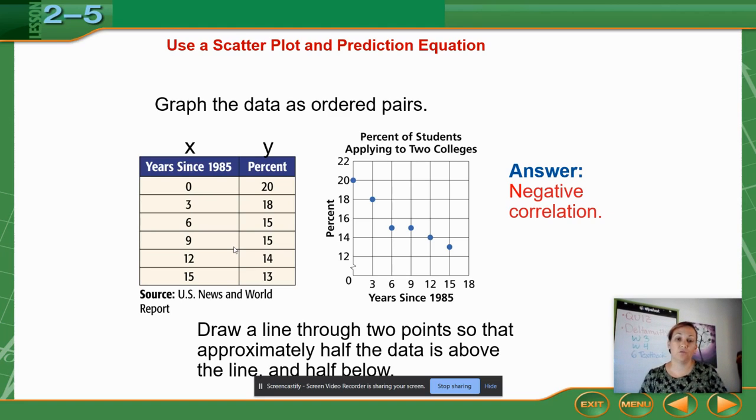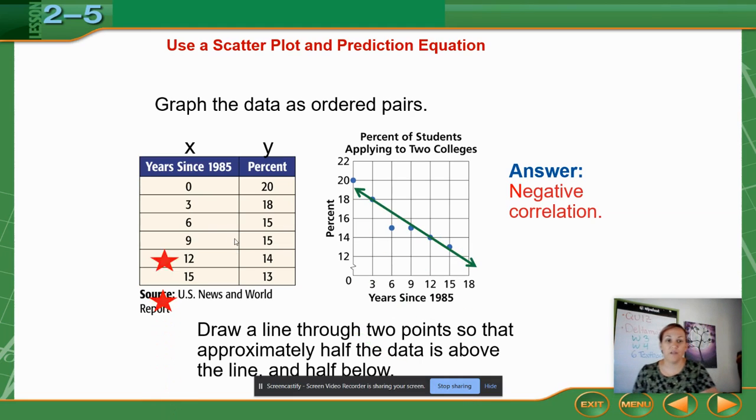The other thing you want to do when you're graphing your line of best fit: a line of best fit should divide the data so that half of the dots are above and half of the dots are below, and some of them are on. If you're drawing a line and all of the dots are above the line and none are below, that's not a line of best fit. So just make sure that you're getting it about halfway through the data.